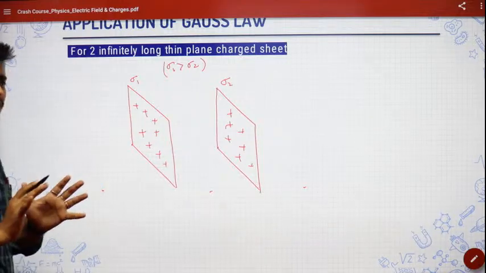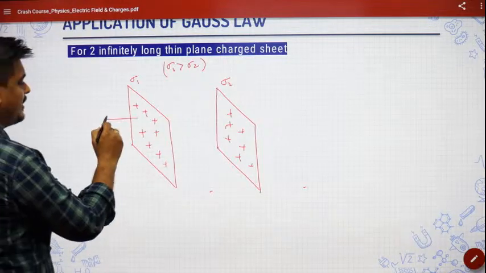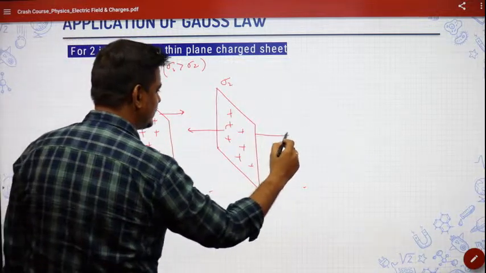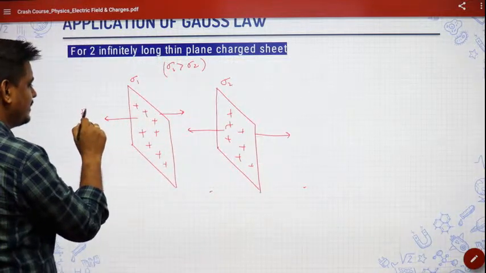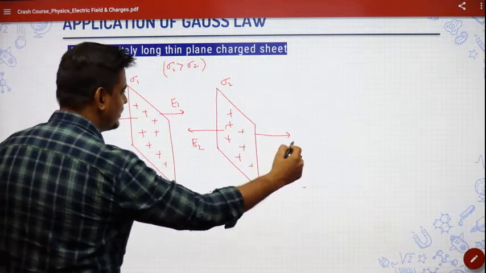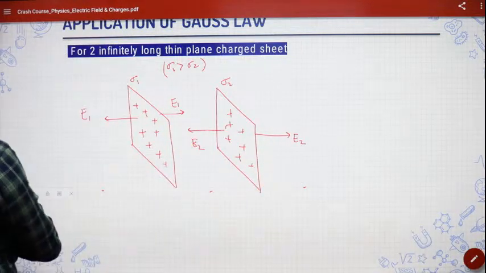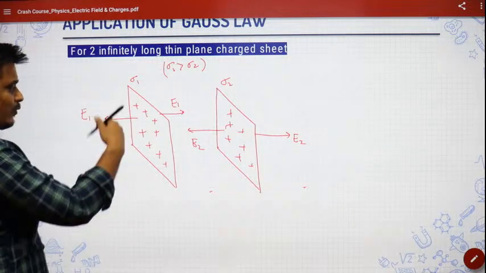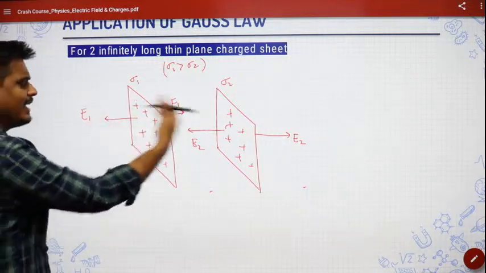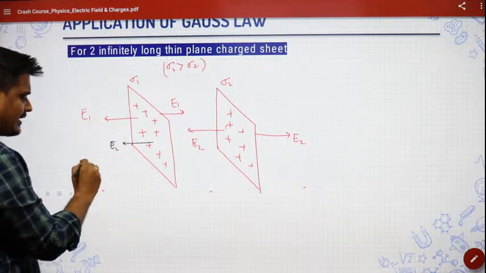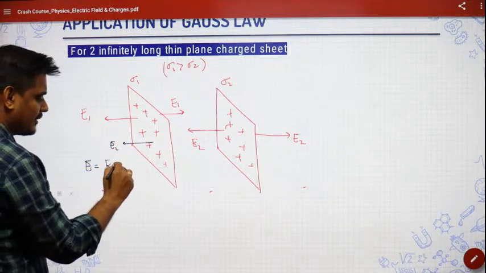We know very well by now, positive charge, electric field outwards like this. Say a positive charge, electric field outward like this. I'm writing this as E1, this as E1, this as E2, this as E2. Very clearly you can see from this diagram that in this zone, the first plate has electric field here, and the second plate also will have it in the same direction here only, E2. So net electric field E will be equal to E1 plus E2.